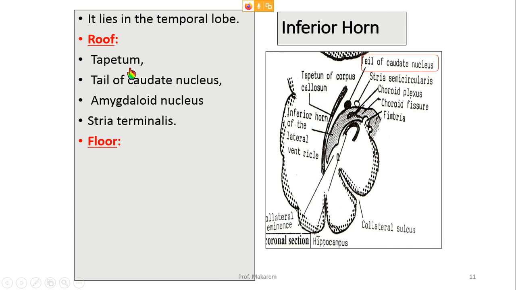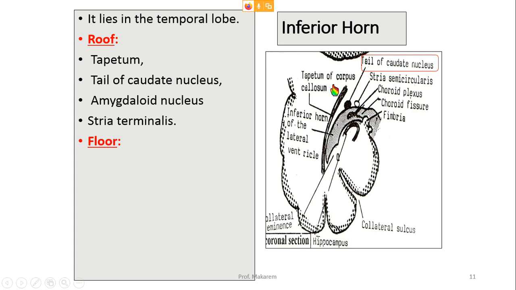The roof is formed by the tapetum of the corpus callosum and the tail of the caudate nucleus, then the amygdaloid nucleus and the stria terminalis. These are the structures forming the roof of the inferior horn. The medial part of the roof is formed by the tail of the caudate nucleus, the amygdaloid body as a continuation of the tail in the anterior part of the roof, and the stria terminalis, which forms a projection bundle of the amygdaloid body. So that is about the roof.